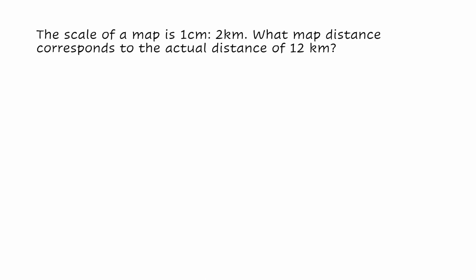So in the map, 1 centimeter represents 2 kilometers. So what if in the actual place it is 12 kilometers? So what should be the distance of that place in the map? To solve that, just use the ratio and proportion. Just use 1 centimeter is to 2 kilometers.